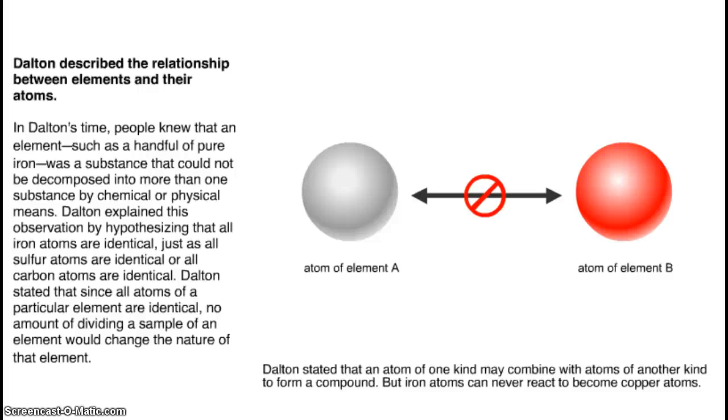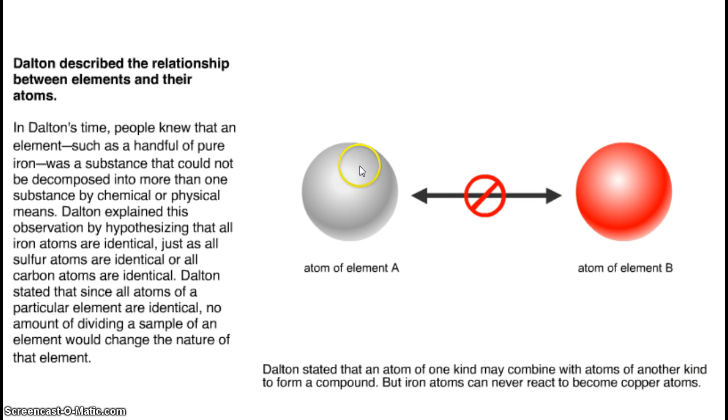Dalton explained this observation by hypothesizing that all iron atoms are identical, just as all sulfur atoms are identical, or all carbon atoms are identical. Dalton stated that since all atoms of a particular element are identical, no amount of dividing a sample of an element would change the nature of that element. So you can't magically change iron into gold. Dalton stated that an atom of one kind may combine with atoms of another kind to form a compound, like when it rusts, but iron atoms can never react to become copper atoms.